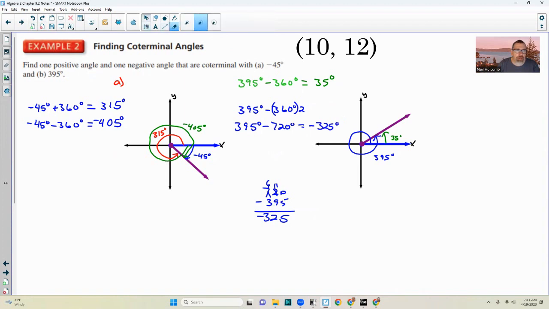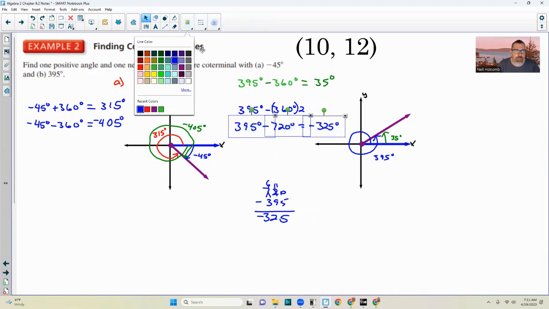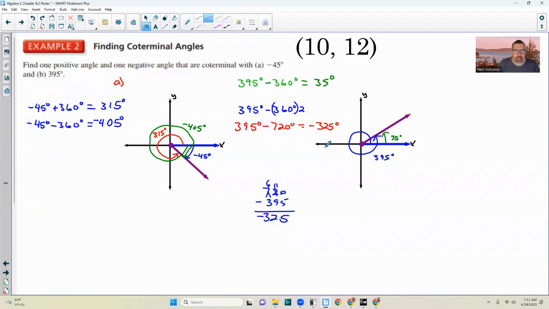Okay, so let me change the color of all these to what I'm going to use. And what have I used? I haven't used red, so let's use red. So then I will get my red pen, and I want to go negative 325 degrees. So let's start here. Here's negative 90, negative 180, negative 270, negative 325 degrees.